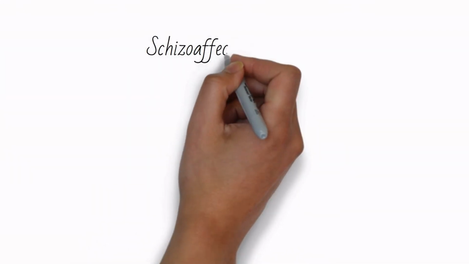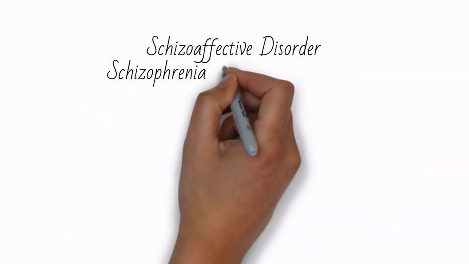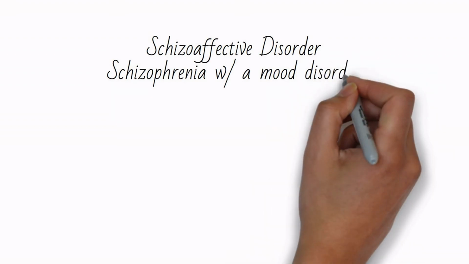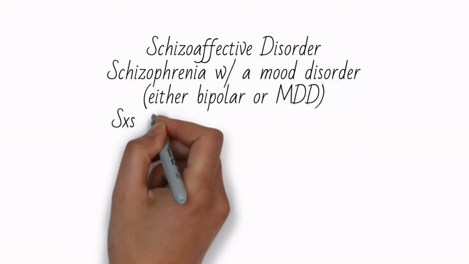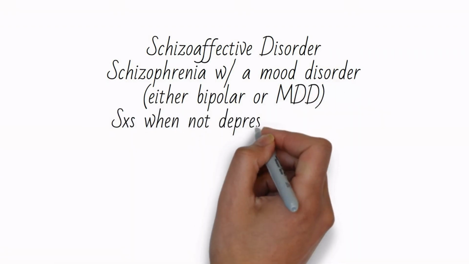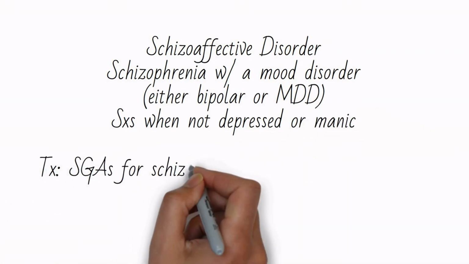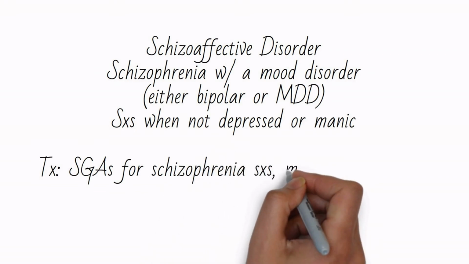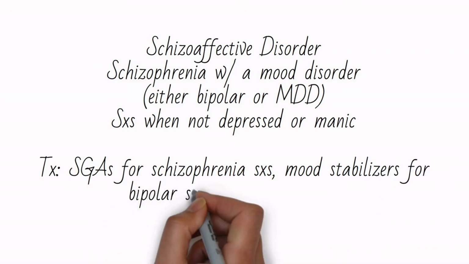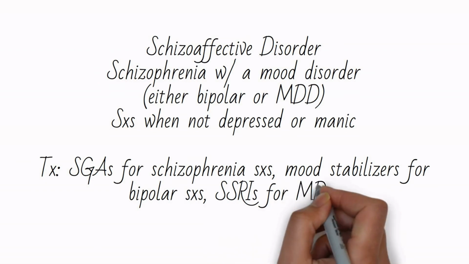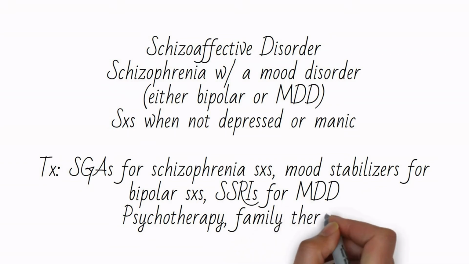This can be contrasted with schizoaffective disorder. Schizoaffective disorder is schizophrenia with either major depressive disorder or bipolar disorder. There will be symptoms outside of manic or depressive episodes. Treatment is with second-generation antipsychotics for schizophrenic symptoms, an additional mood stabilizer for bipolar symptoms, or an SSRI for major depressive disorder. Major depressive disorder in these patients should be screened for mania and hypomania, as in any patient with major depressive disorder, to avoid triggering a manic episode with an SSRI. Psychotherapy, especially family therapy, may be helpful.